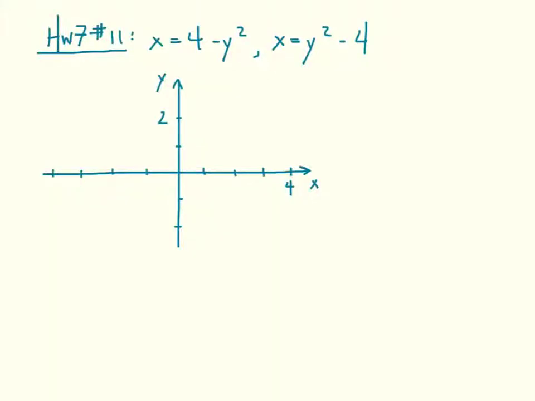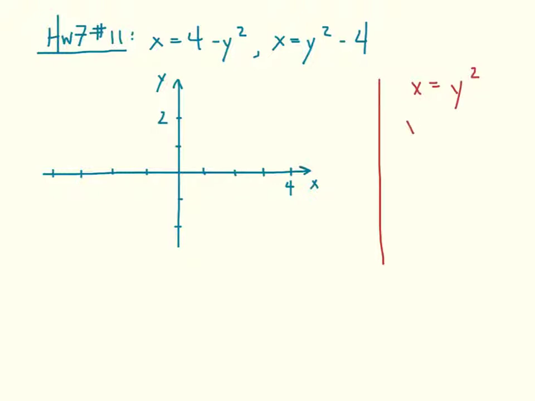Our first challenge in number 11 is trying to figure out what shapes we get when we graph x equals 4 minus y squared and x equals y squared minus 4. One thing we could do to get a sense of what these look like is just think about x equals y squared.